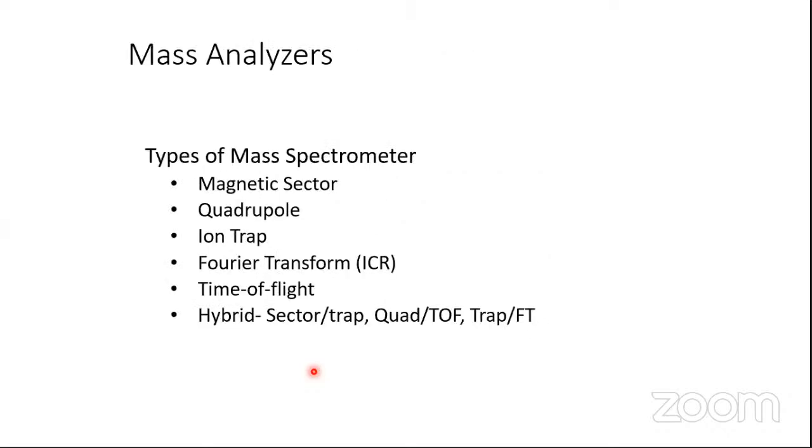These are all the different types of mass analyzers which are used: magnetic sector, quadrupole, ion trap, Fourier transform, time of flight, and there are a lot of hybrid MSMS instruments. We are going to talk about that. But to cover all of them is very, very difficult, so we are going to cover only a few of them. Of course, one is definitely quadrupole, which is used in 90% of the applications. Okay, so we'll talk about that. And we'll talk about time of flight, which is used especially for high molecular weight compounds like proteins, peptides, etc. So we'll talk about that also.